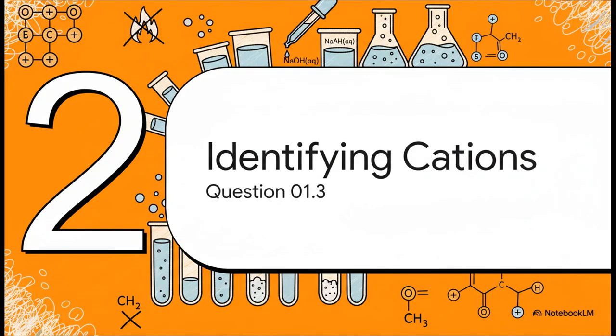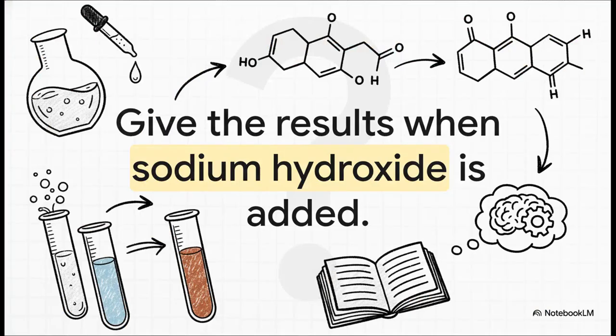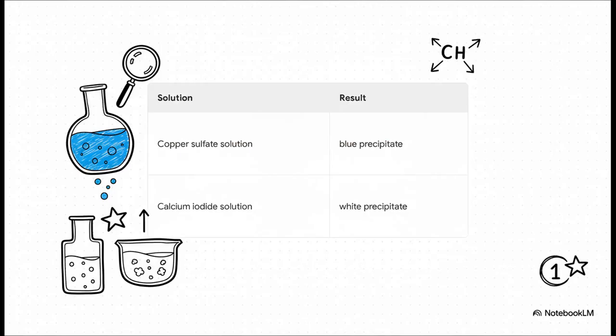Okay, we're moving on from flame tests now. This next part of the question is about another super important method for identifying positive ions, or cations, this time using sodium hydroxide solution. The question is asking, what happens when you add sodium hydroxide to those 2 solutions we've been working with? Again, this is all about remembering the key observations for these chemical tests. And here are the answers. For copper sulfate, you're looking for a blue precipitate. For calcium iodide, you get a white precipitate. That's 1 mark for each correct result.